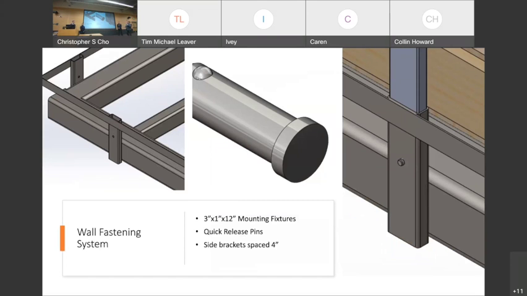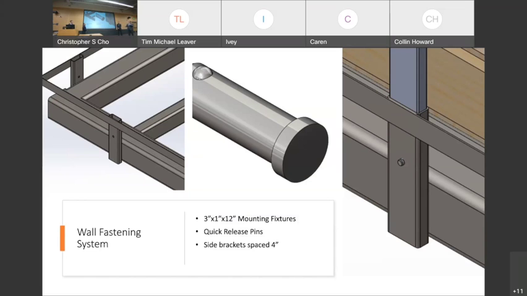So looking at our fastening system, as I said earlier in the presentation, we have 13 of these 3.25 inch by 1.25 inch by 12 inch mounting fixtures. Those can hold 12 inches of our wall post fitting within them. These aren't load bearing walls. However, because this is 12 inches tall, it's going to hold enough of that wall in where it can withstand certain amounts of force that could come from the load sliding around with the trailer.